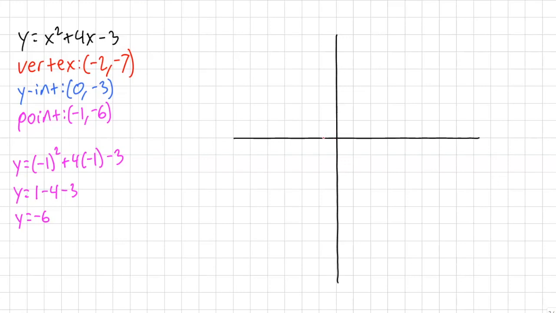Alright, so now we're going to plot these 3 points. We'll start with the vertex, which is negative 2, negative 7. So to the left 2, down 7. And then we'll make our axis of symmetry. Remember, it's x equals negative 2, so it's a vertical line pretty much at the vertex going up and down. So it's x equals negative 2, so that vertical line goes all the way through the graph.